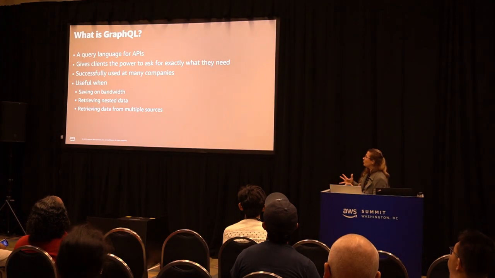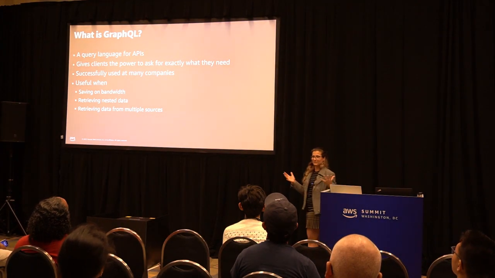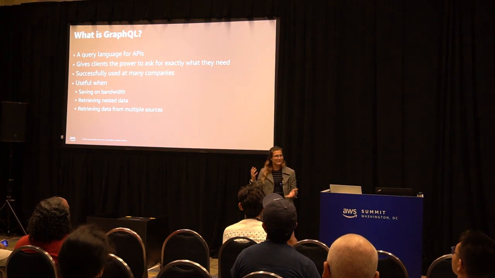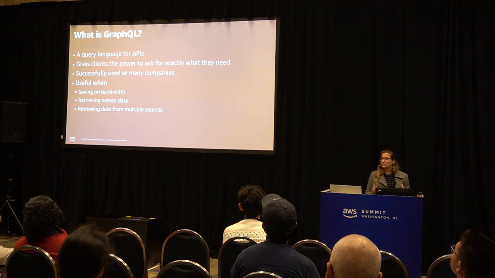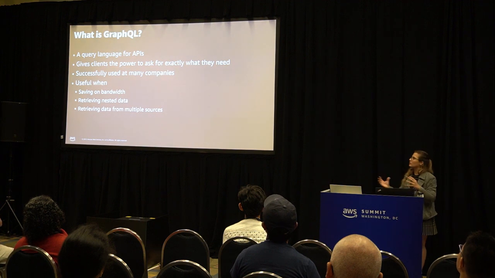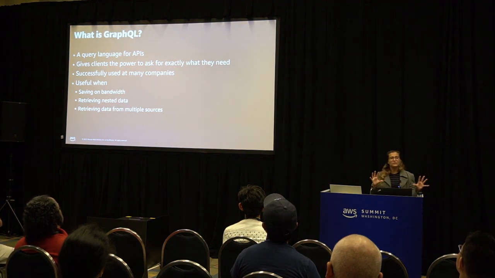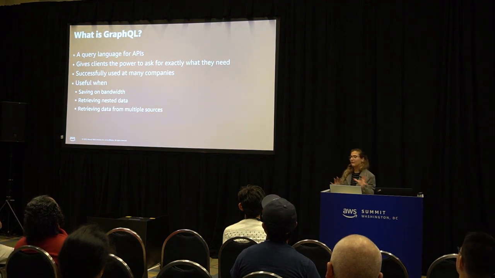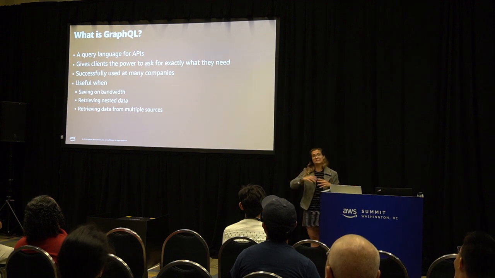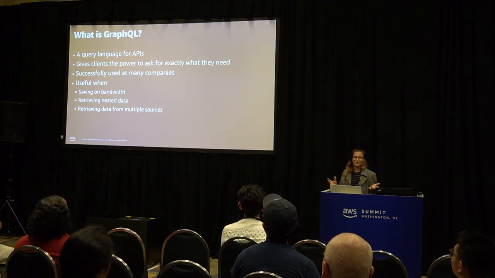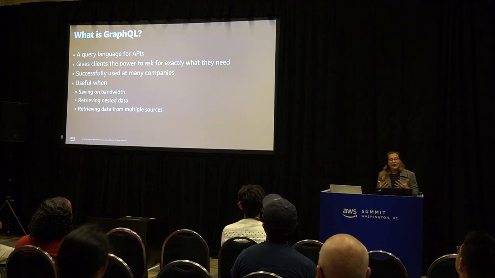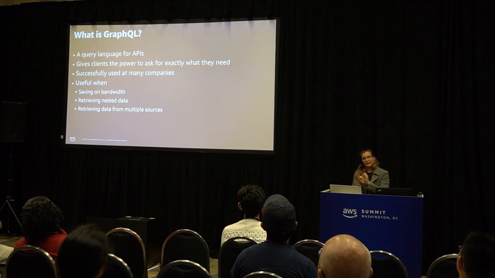So what's GraphQL, right? I'm talking about AppSync, and I'm talking about this GraphQL, and you're like, what is this? So GraphQL is a query language for APIs. It gives your clients the power to ask for exactly what they need. GraphQL was created by Facebook, I don't know, a long time ago, maybe 5, 6 years ago. Everything's a long time ago in that time, right? It was created to make their mobile application faster.